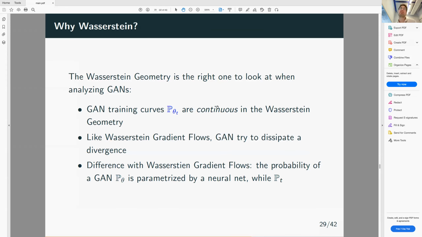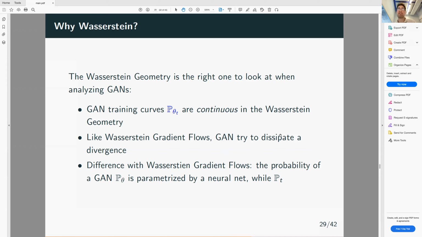And it turns out that the Wasserstein geometry is the right one to look at when analyzing GANs. I'm not going to make this formal in this presentation, but the reason is this: say you're training a generator over time. As you train the generator, you create a path of probability distributions parameterized by your generator. And it turns out that this path of probability distributions is continuous with respect to the Wasserstein geometry. It's not continuous with respect to others, but with respect to the Wasserstein, it is. And as with Wasserstein gradient flow, GANs also try to decrease or dissipate a probability divergence, right?